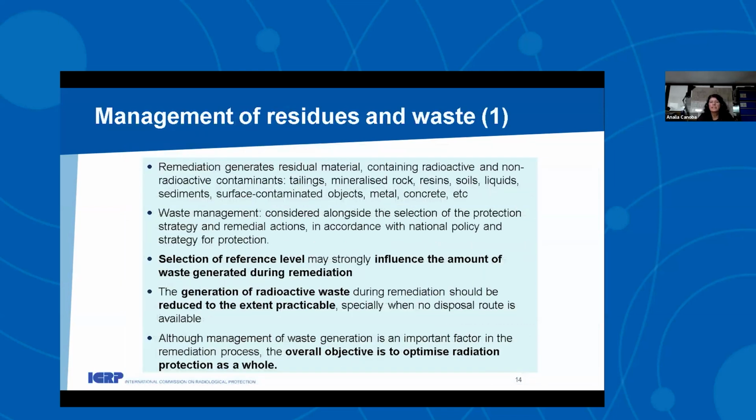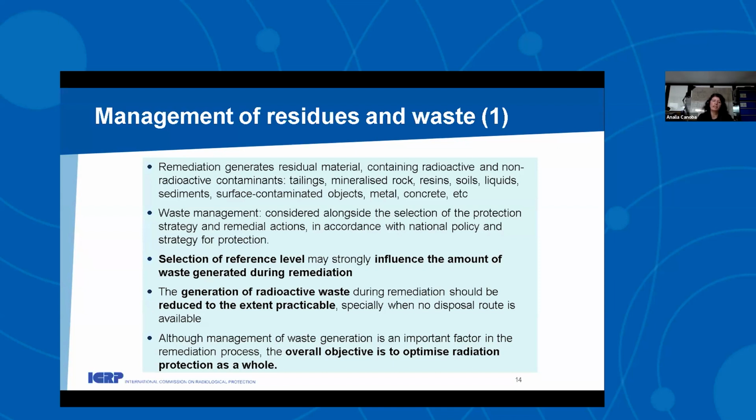The management of residues and waste is a very important factor in the remediation process. As you know, remediation can generate very different types of material. You can see there, I'm not going to detail. So the waste management has to be considered along all the protection analysis and remediation actions, taking into account the national policy and the legal framework for protection and for the management of waste.